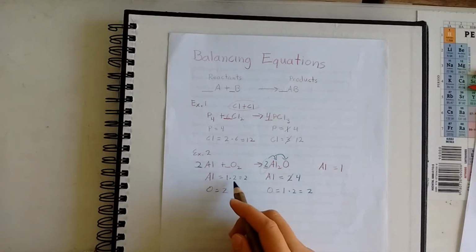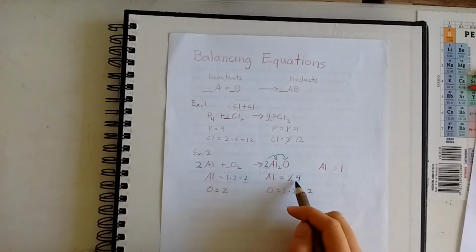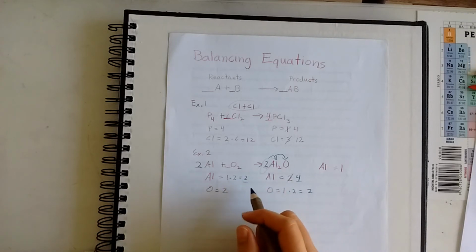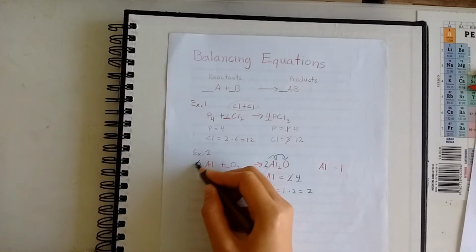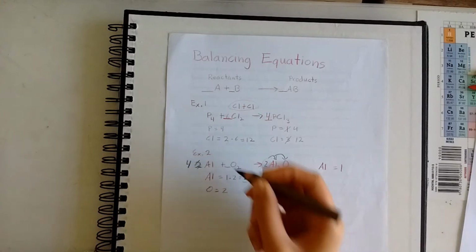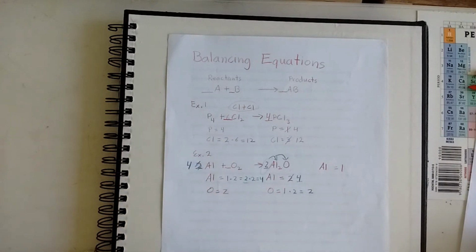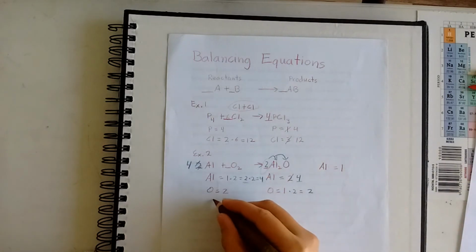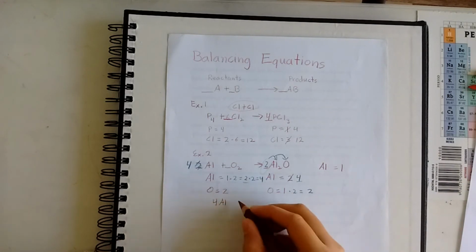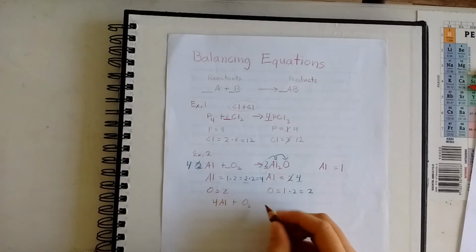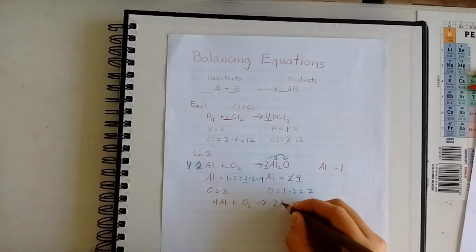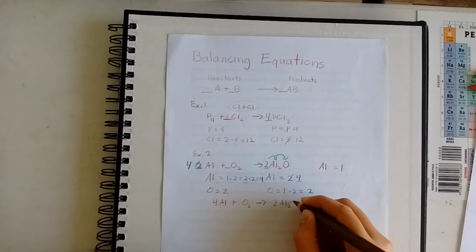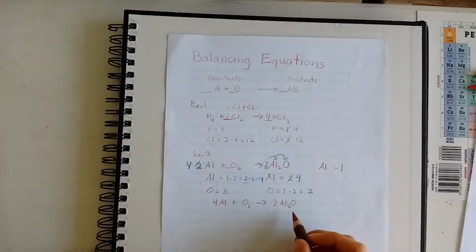Okay, which now, when we look at the aluminum number on the reactant side, we see that we only have 2 compared to 4. So what times 2 is 4? So we know that 2 times 2 is 4. So the 4, right, would go right here. Right? So in the end, the balanced equation would be 4 aluminums plus the 2 oxygens, which would yield the 2 aluminum oxides.